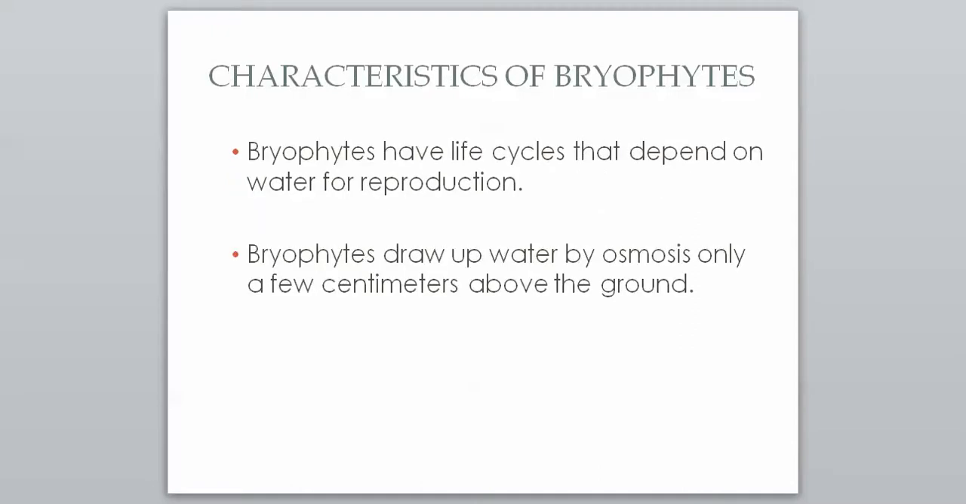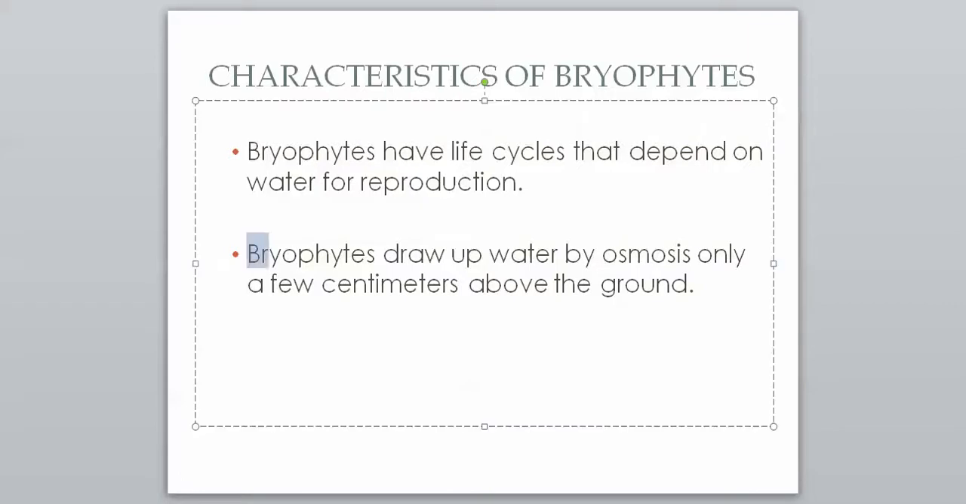So they have a life cycle that depends on water for reproduction, and they draw water up by osmosis only a few centimeters above the ground. So this is one of their adaptations of how they're allowed to live on land, is that they use osmosis, which should be a review term, but if you don't know that, then maybe ask a question. And that's only a few centimeters above the ground. So that's again going back to the fact that they're low. It's because they need to be close to the ground to draw the water out of the ground.